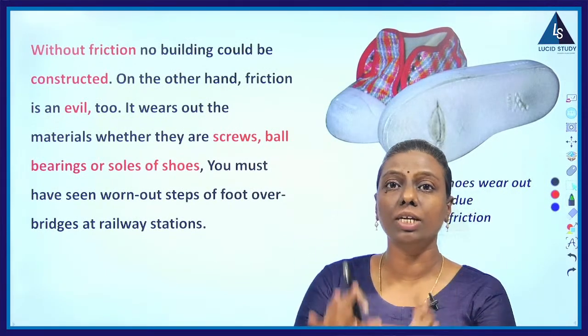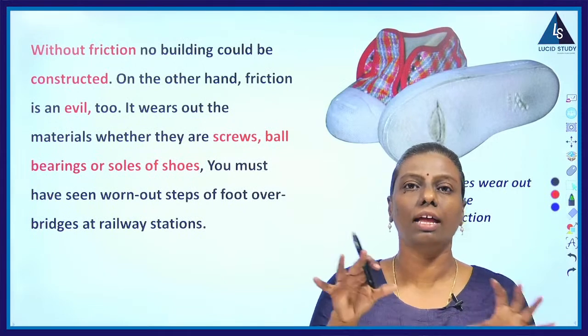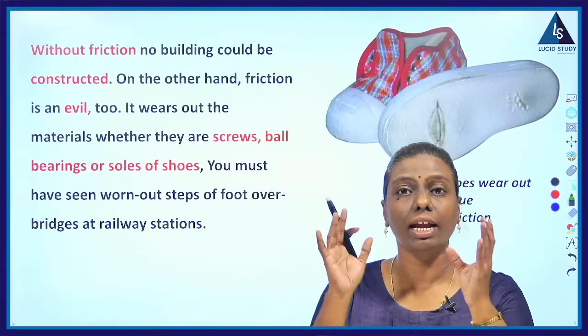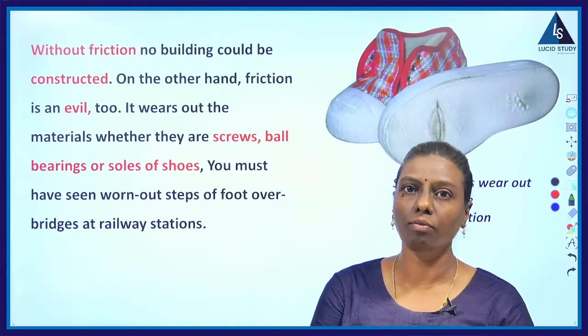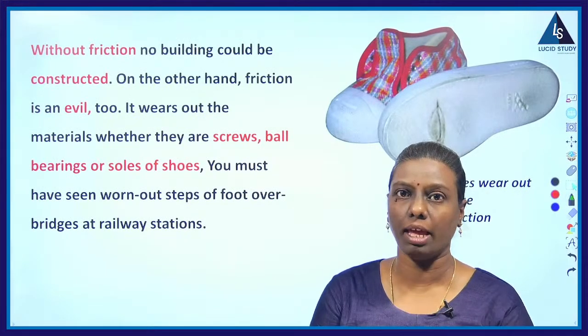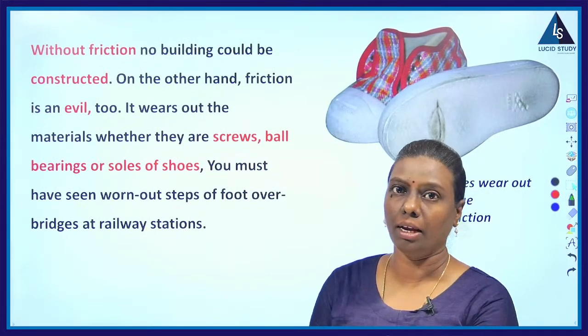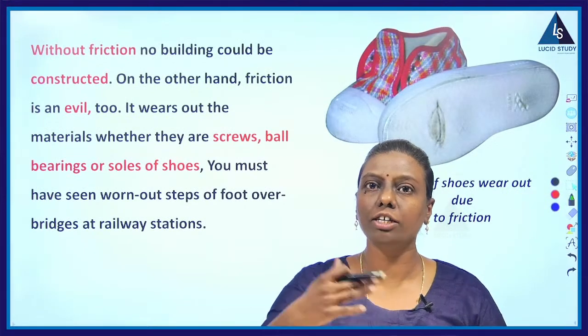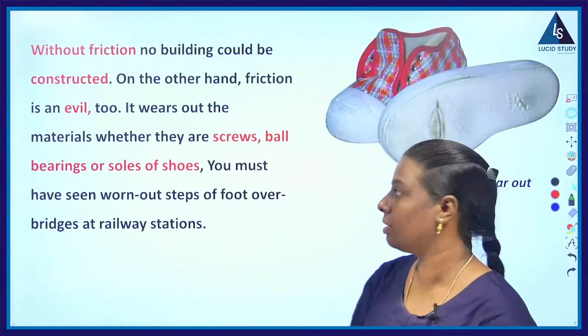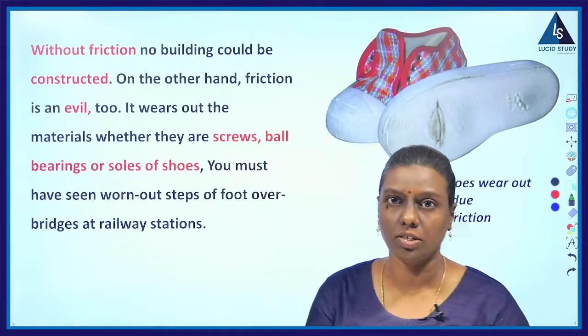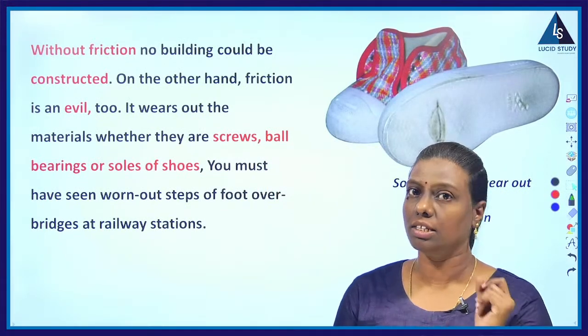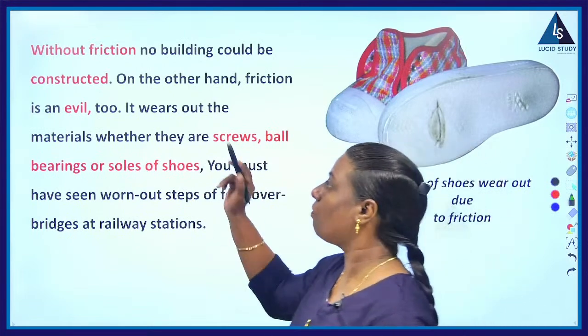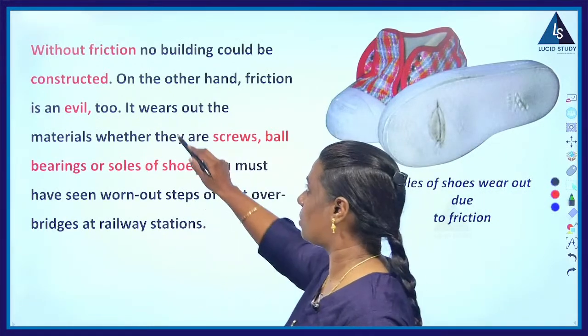If one object is standing over another object, then we say that friction is necessary. If there is friction, then only it can hold. Otherwise, we cannot make those things happen. If you are moving a ball, it will never stop if there is no friction. So friction is necessary. On the other hand, it is an evil also. In what way is it evil? Let us observe.